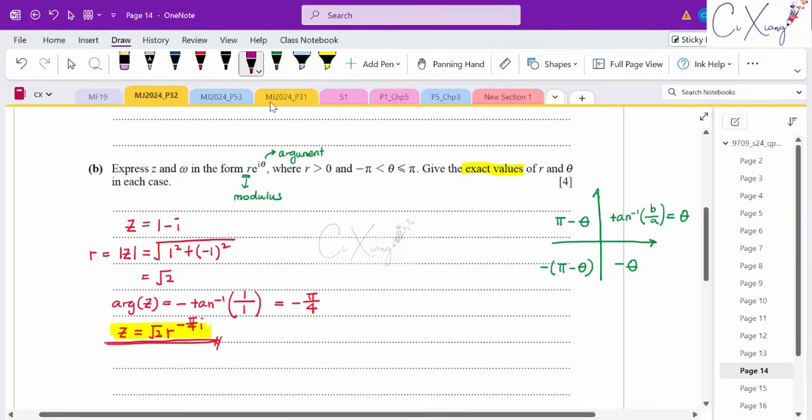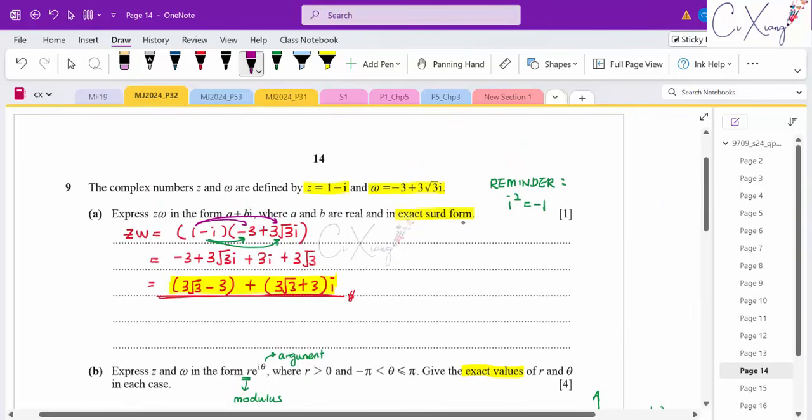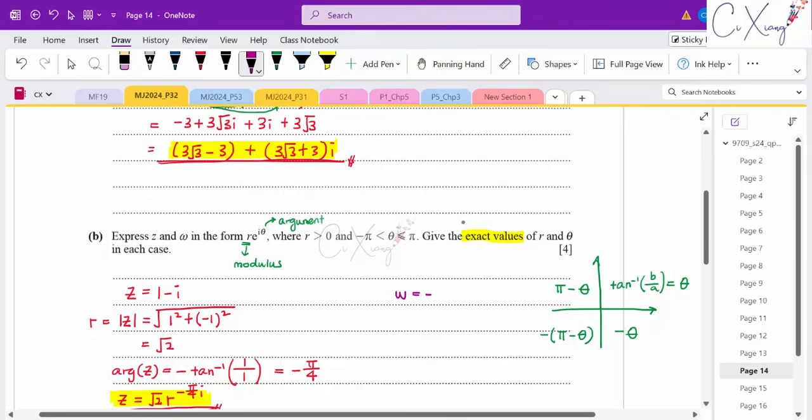Okay, so simply happen for the w here. So for w, I'm having the complex number negative 3 plus 3 square root 3i. Okay, so first step, I try to find the modulus of w first. So this is negative 3 squared plus 3 square root 3 squared. If you simplify this part here, you're having 9 plus 27. So further simplify, you're having square root 36, which equals 6.